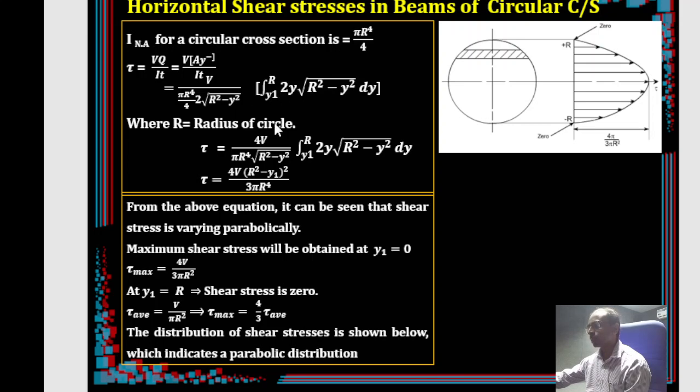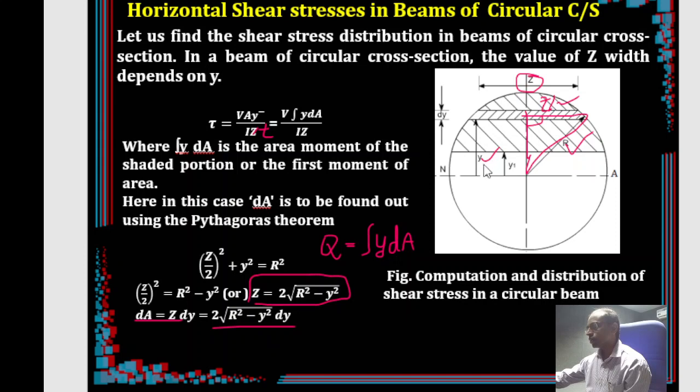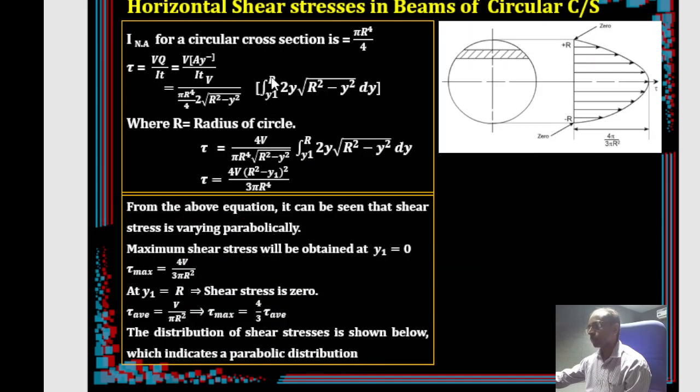And what are the limits of that particular integration? The strip was taken at a distance y, but the plane was taken at a distance y1 from the neutral axis. So limits will be y1 on one side, and the other side will be the total radius r. So y1 to r will be your limits. And the other one is integral y dA, where dA means z times dy, and z becomes 2 times root over r square minus y square into dy.